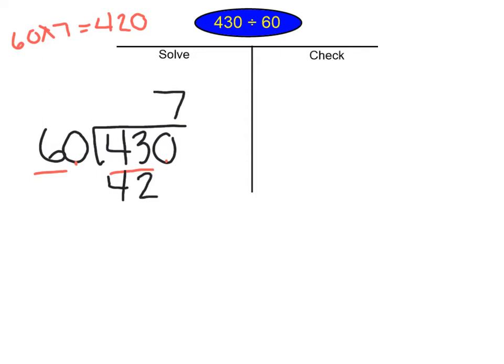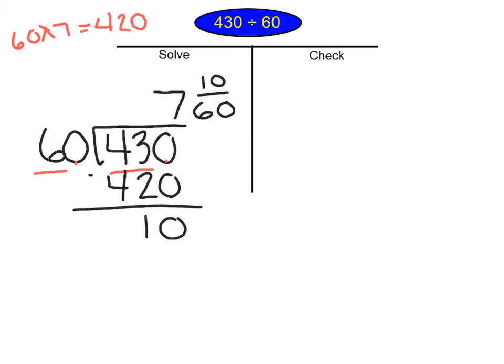So I'm going to multiply 60 times 7. I get 420. I'm going to subtract. When I subtract, I get 10. That becomes my numerator over my divisor, which is 60. So my answer is 7 and 10 over 60.